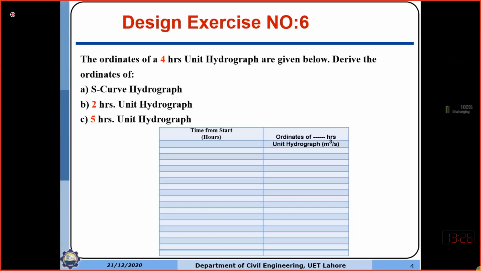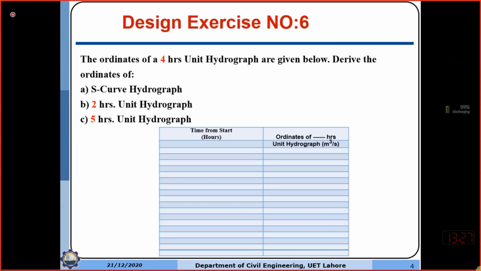So over here, this is the scenario background for this design number 6, relating to the change of duration of the unit hydrograph from one given duration to some other duration. And the use of it is that sometimes we come up with such a precipitation or rainfall which has a different duration than the duration of the unit hydrograph. So in that case we need to do this job.